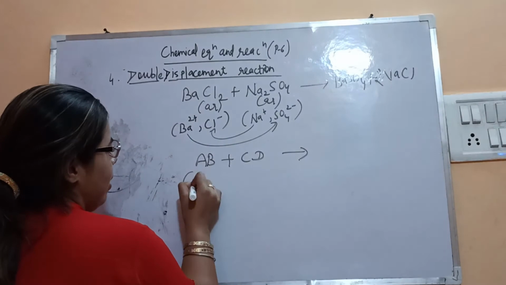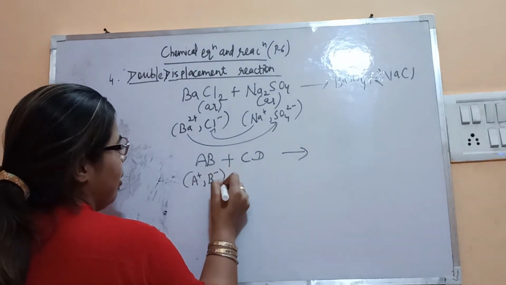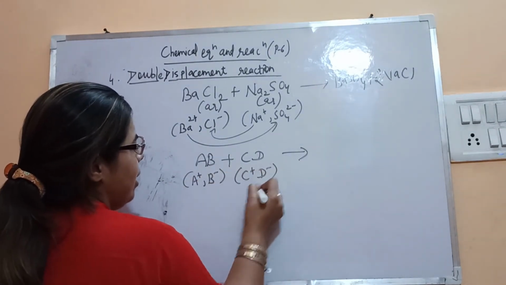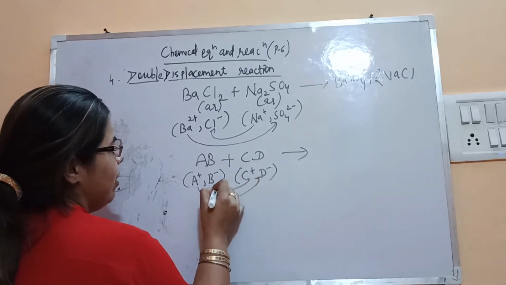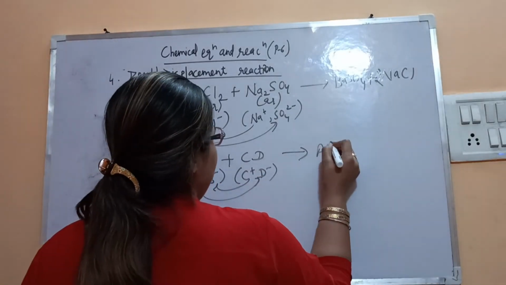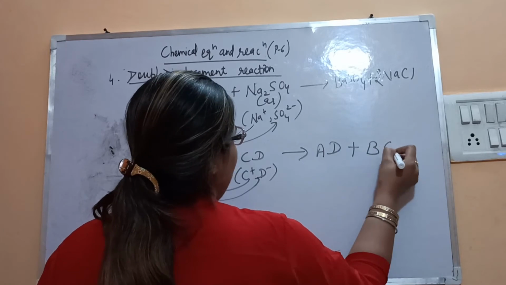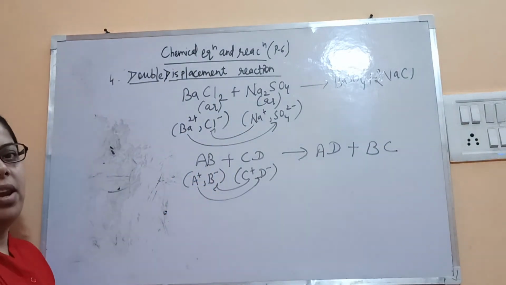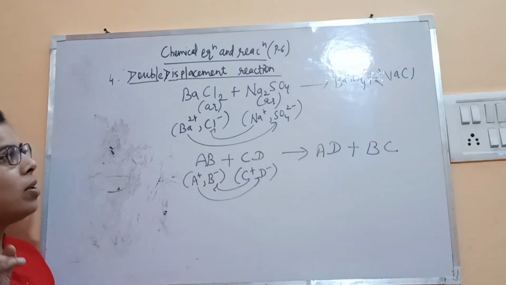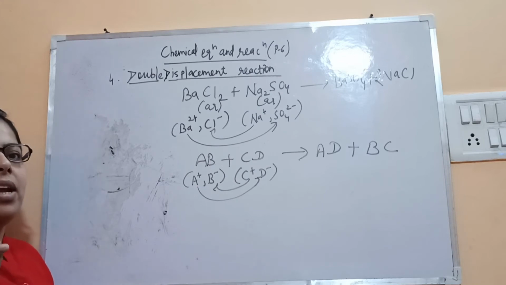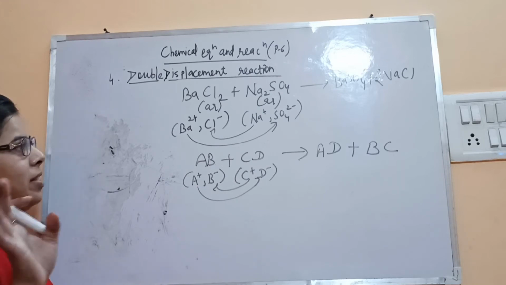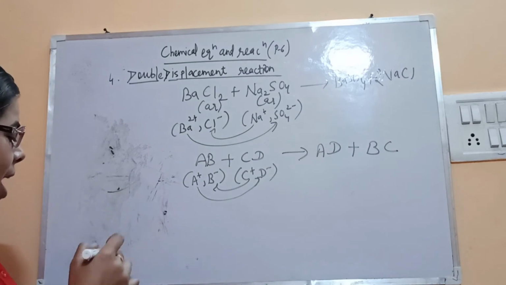See here, A positive, B negative, C positive and D negative. So A will go with D and C will go with B. So AD is the product and BC is the product. This is in general. Remember one thing, positive will always go with the negative one and negative one will always go with the positive one. Opposite charges just attract each other.